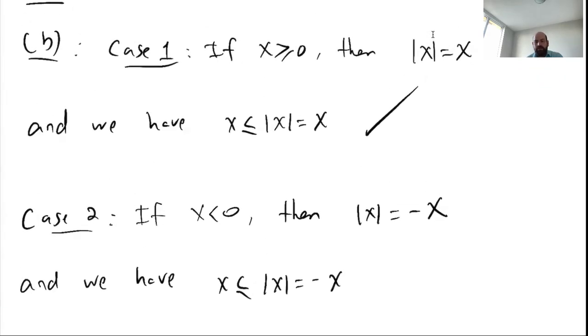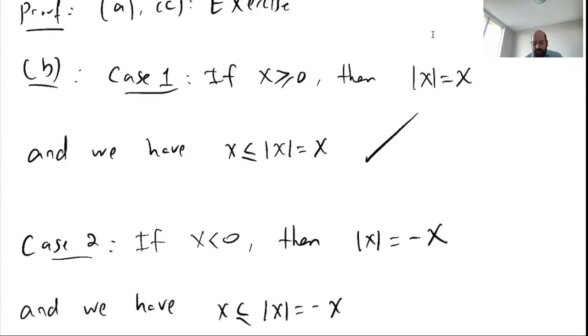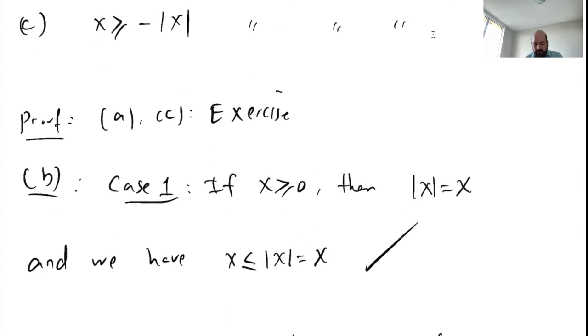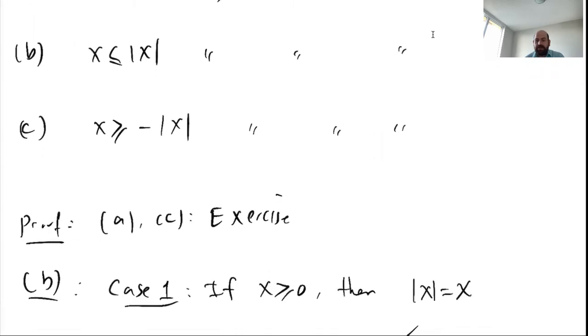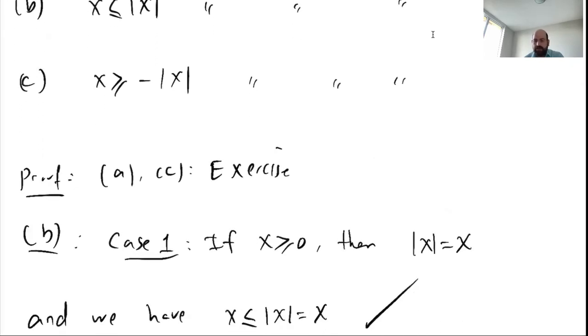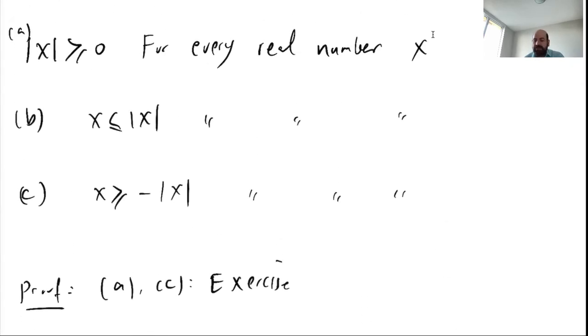So see, case one was obvious, right? Remember, my final ultimate goal is to prove part B, x less than or equal to absolute value of x. Now, if x is positive, so that's one possibility, the right-hand side of this inequality will become x itself. So x is less than or equal to x itself because any number is less than or equal to itself. So that's a trivial or obvious inequality.